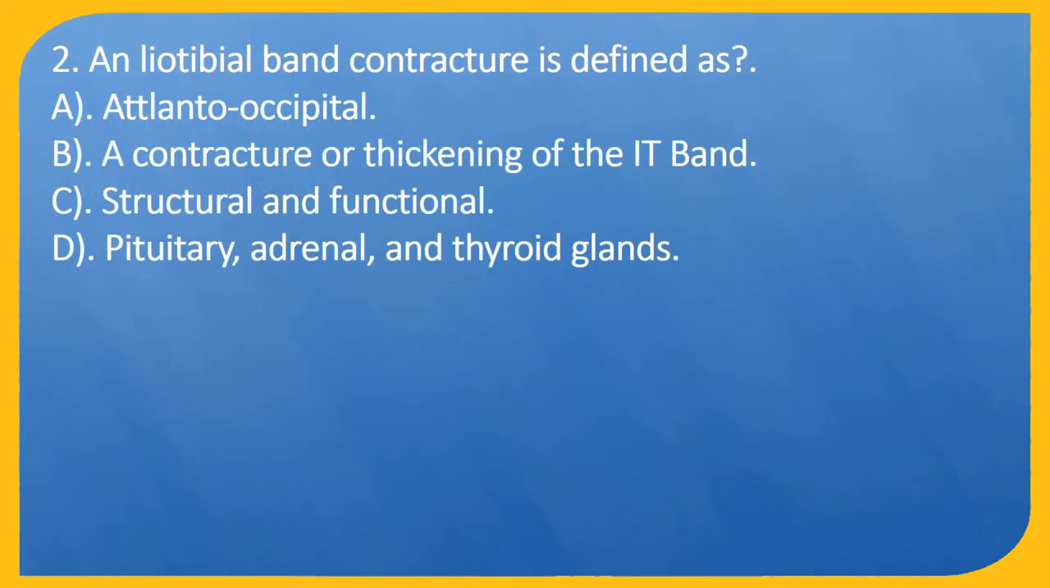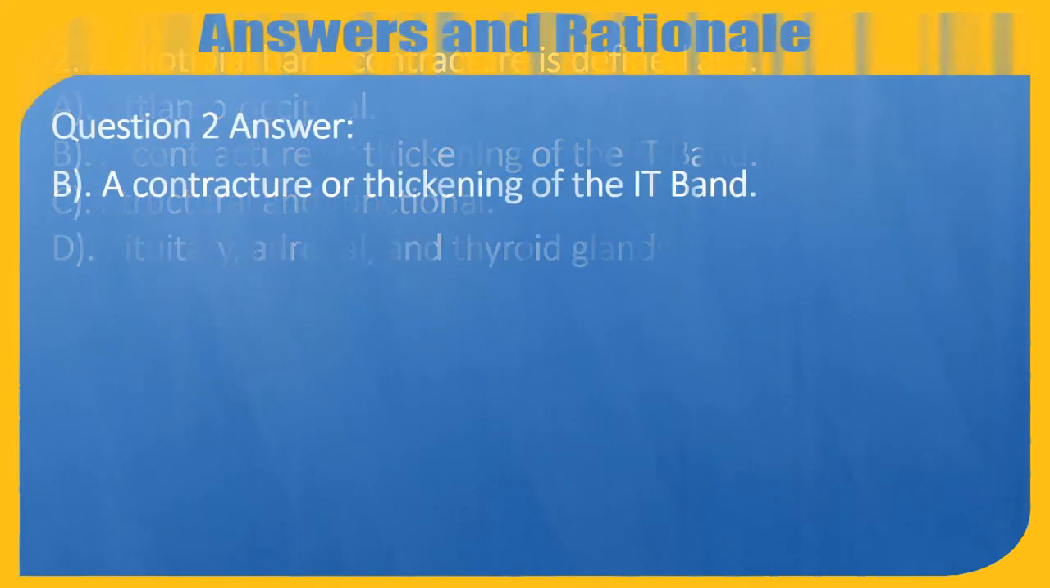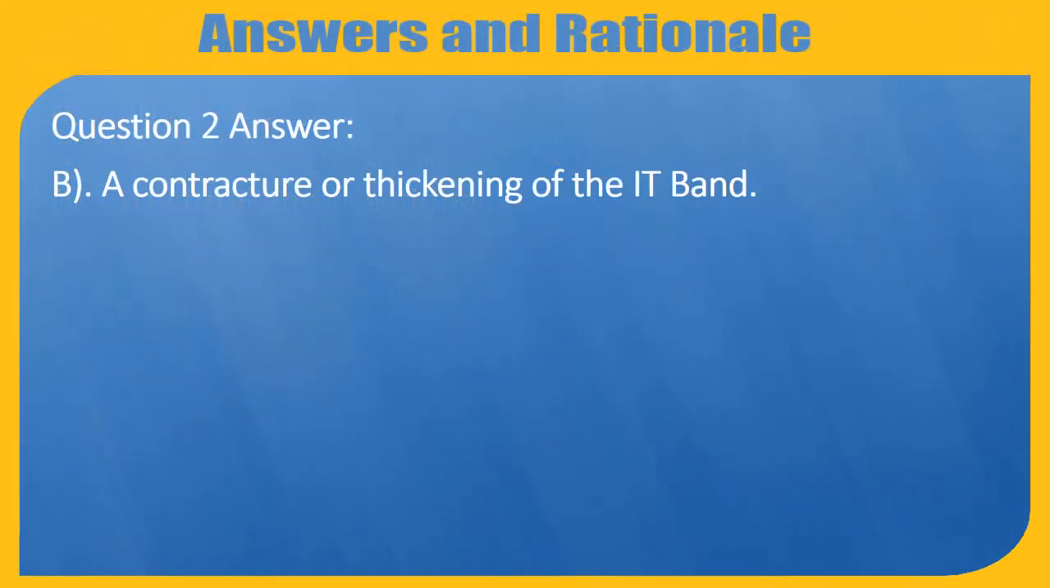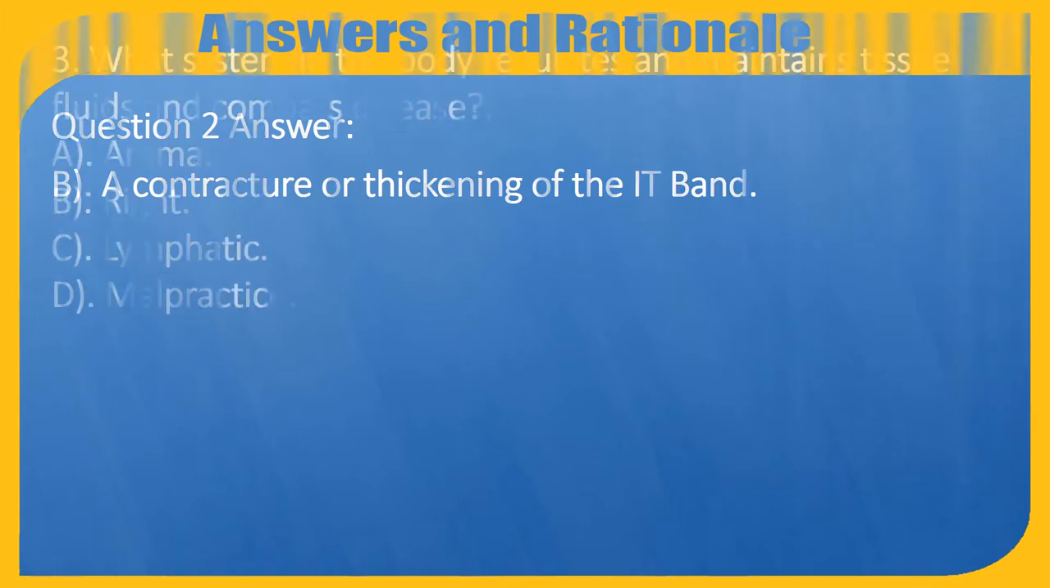Question 2. Iliotibial band contracture is defined as A. Atlanto-occipital. B. A contracture or thickening of the IT band. C. Structural and functional. D. Pituitary, adrenal, and thyroid glands. Question 2. Answer. B. A contracture or thickening of the IT band.